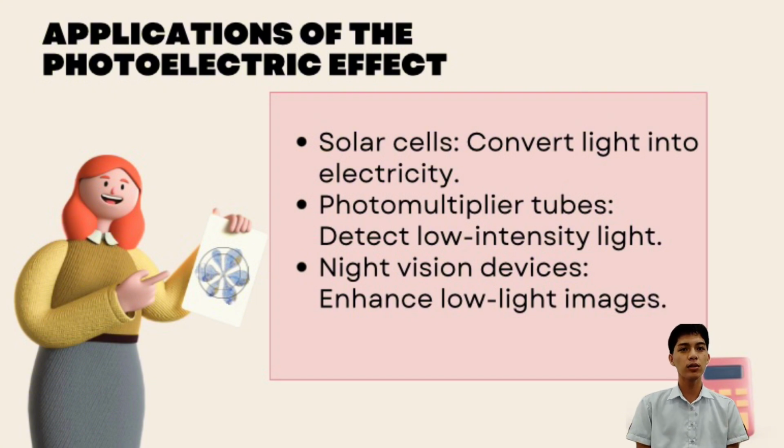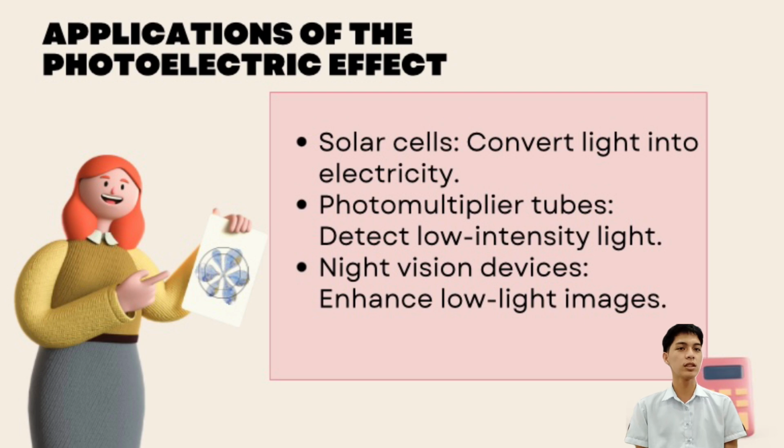And next is the photomultiplier tube. These are highly sensitive light detectors that amplify weak light signals. They are used in scientific instruments, medical imaging, and astronomy. They help detect extremely low levels of light. They work by emitting electrons when struck by photons, then multiplying these electrons to produce a stronger signal.